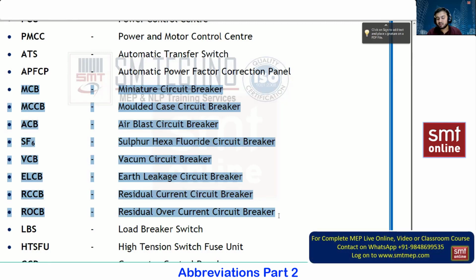Now, in chapter 6, along with the specifications, along with the theoretical information and the calculations, there I'm going to explain all those things. So just memorize the abbreviations over here.